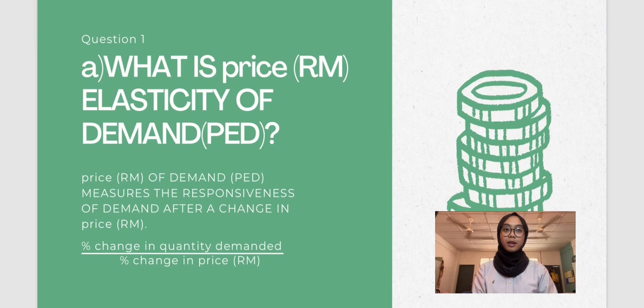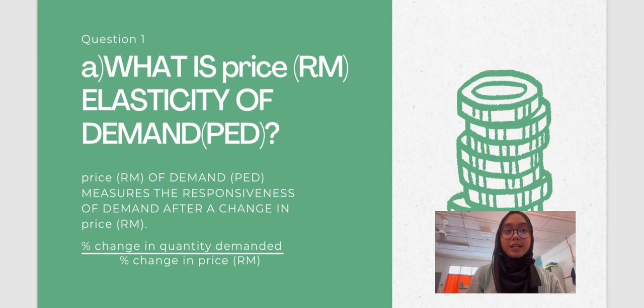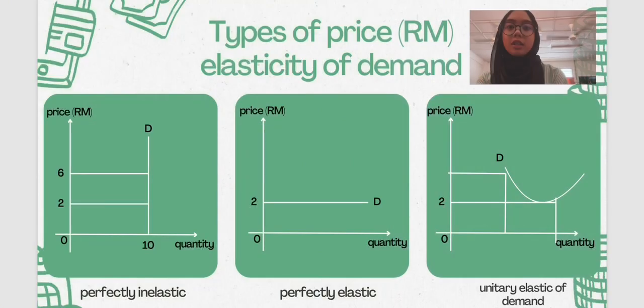So, what is price elasticity of demand? Price elasticity of demand is defined as the measure of the responsiveness of demand after a change in price. Perfectly inelastic: the DD curve is a straight vertical line. When the price is increased or decreased, the quantity demanded remains the same.